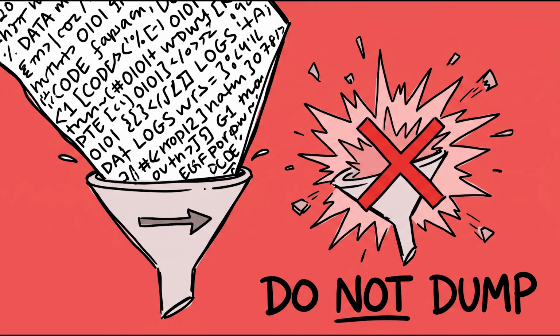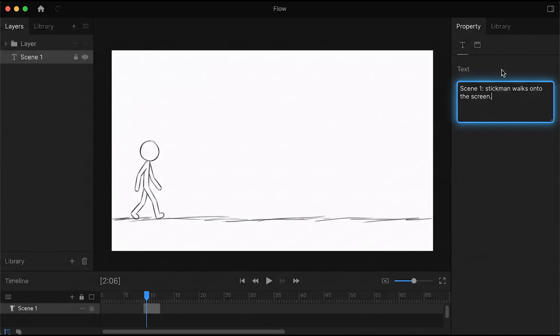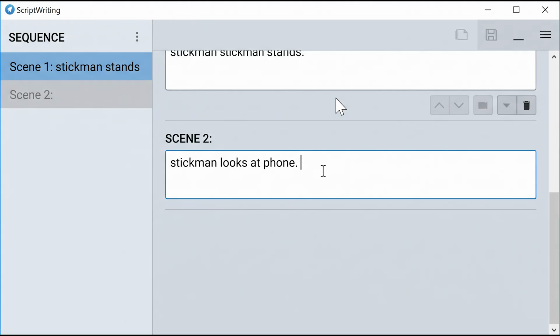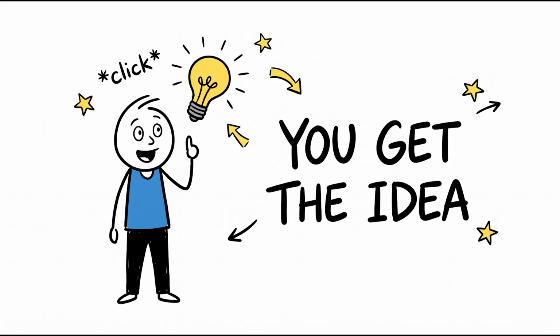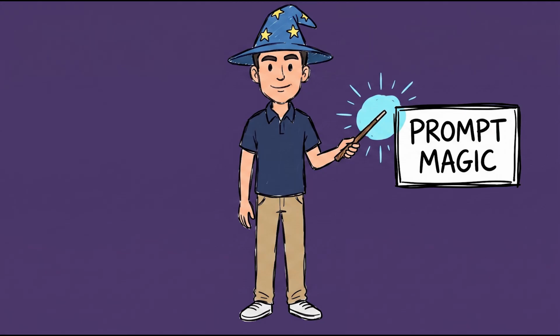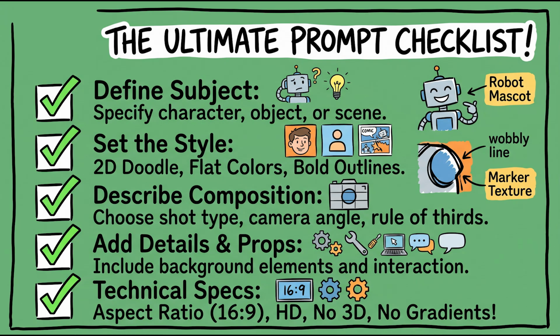Break it into visual scenes. Scene 1, stickman walks onto the screen. Scene 2, stickman looks at phone. Scene 3, stickman panics. You get the idea. The magic is in the prompting. You're not just asking for a stickman animation, you're asking for specific frames that match your script beat by beat.